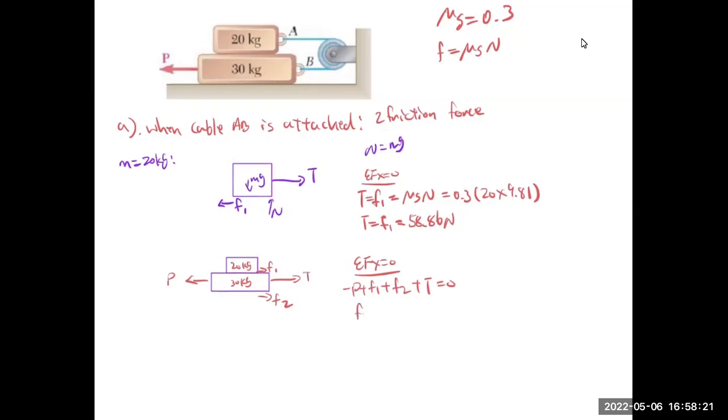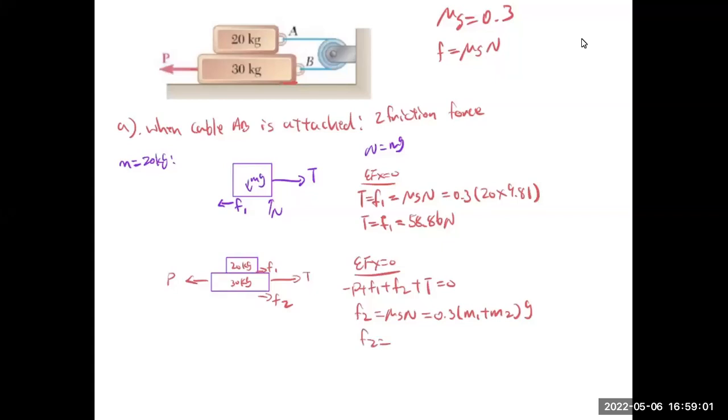Okay, and F2, like I said, is mu s N. And what's the N in this case? N will be different. F2 is on the bottom, so F2 is right here. So N for F2 will be equal to (m1 plus m2) multiplied by gravity. Because F2 is on the bottom, the weight exerted is the combination of these two weights. That's why for F2 you have to consider both weights.